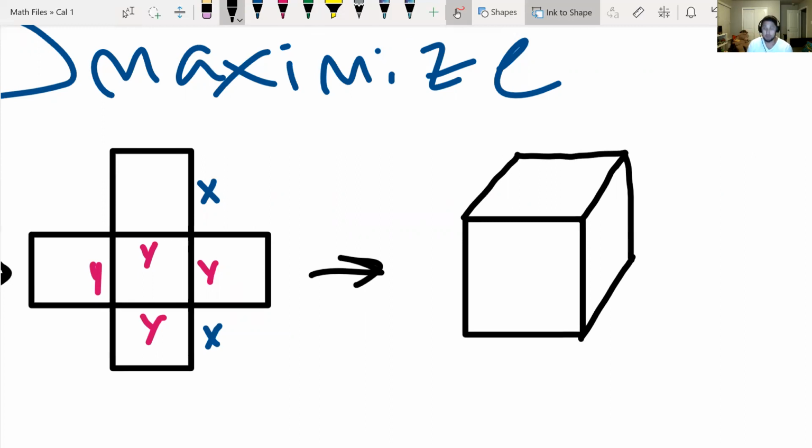All right. So here's my box. And then maybe I need something on the inside too. There we go. So if I label this, when you fold it up, the base remains y. So what we know is that this is y, and that is y. And when you fold it up, the height of the box is x.